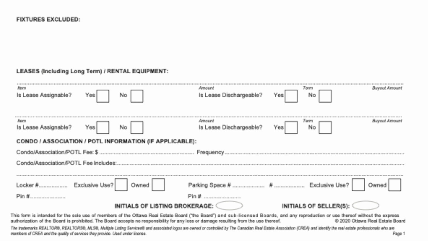The next paragraph talks about fixtures that are excluded. So if you are going to exclude your dishwasher because it is a fixture, we need to indicate in this paragraph, because fixtures stay with the home when you sell it.